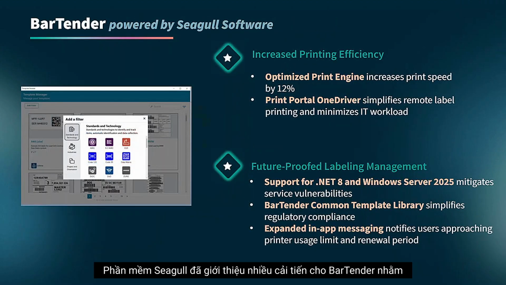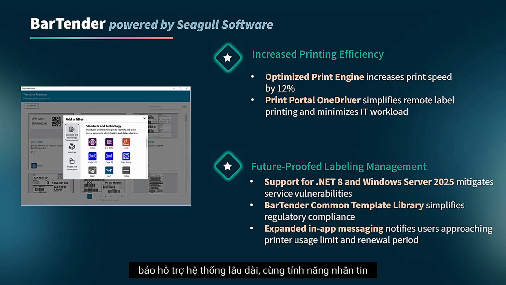Seagull Software has introduced several enhancements for BarTender to improve labeling efficiency and future readiness. Its optimized print engine boosts print speed by 12% through better trigger file processing and streamlined workflows. Compatibility with .NET 8 and Windows Server 2025 ensures long-term system support. And expanded in-app messaging keeps users informed about license limits and subscription status for uninterrupted operations.